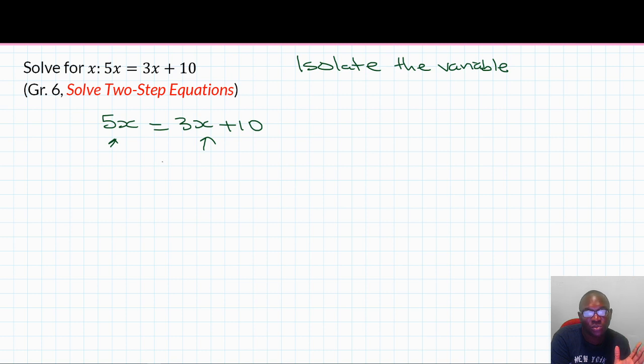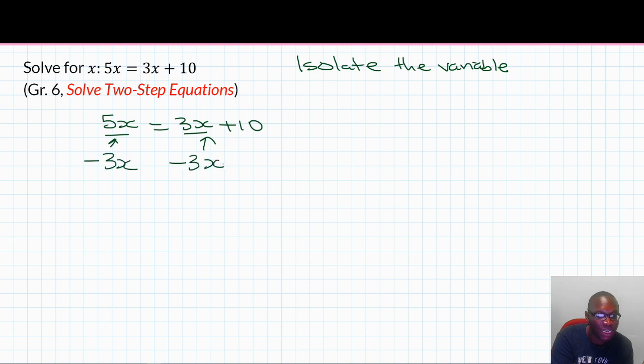So we want to find out what we need to do to make sure that x stands alone on one side of the equation. Okay, Anastasia, correct. Thank you for responding. So now we're going to find a way to isolate x. We have 5x on the left-hand side, we have 3x on the right-hand side. So we're going to bring all the x's together. To do that, we're going to subtract 3x from both sides.